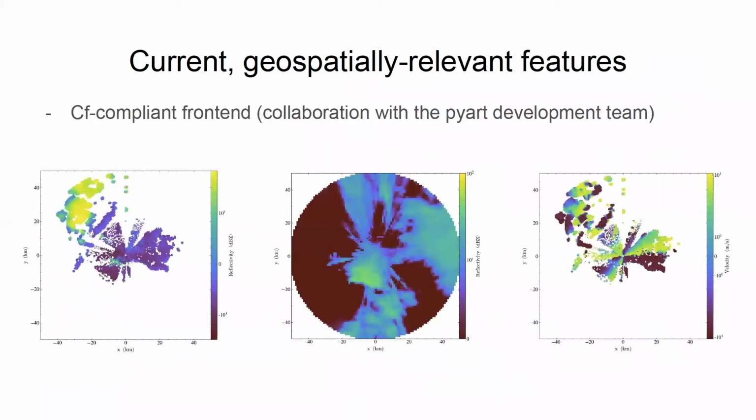So this is obviously a geospatial conference. I want to talk a little bit about the new features we've been putting in YT to be useful to geospatial data. The first thing is we made a CF compliant front end. I mentioned on the first slide all these different front ends that can read in different types of data. The CF compliant front end was done in collaboration with the PyArt development team. And so we can read in all the CF compliant netCDF4 files. This is an example using that front end of the reflectivity and velocity field of radar data. So we can read radar and LiDAR data now.